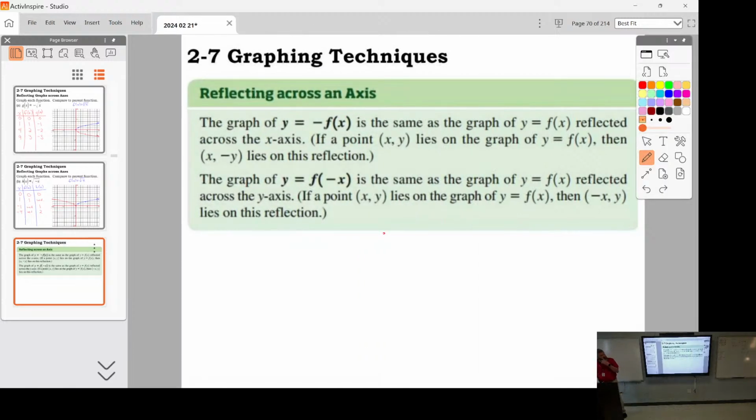Reflecting across an axis. The graph of y equals negative f of x is the same as the graph of y equals f of x reflected across the x-axis. I'm changing the y value. I'm changing it vertically, so because I'm changing it vertically, it's reflecting across the x-axis. If point x, y is on the graph, then the point x, negative y is on the graph. It's going to reflect the y. If the graph of y equals f of negative x, I'm changing the x value, is the same as the graph of y equals f of x reflected across the y-axis. I'm changing it horizontally. Because I'm changing it horizontally, it's reflecting across the y-axis.